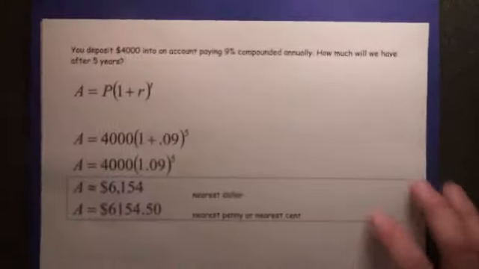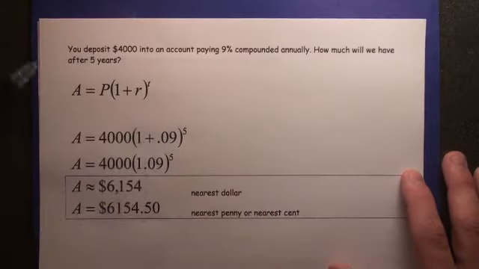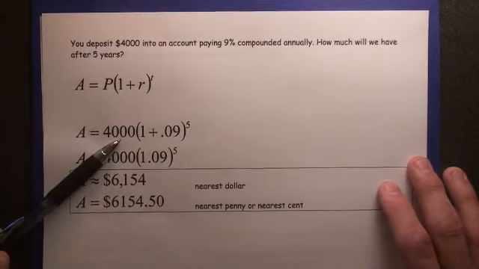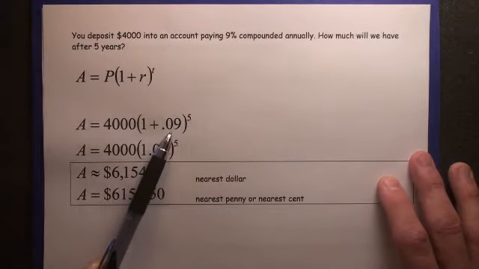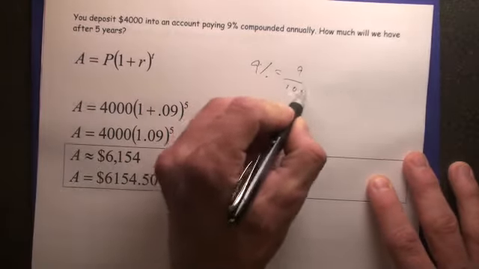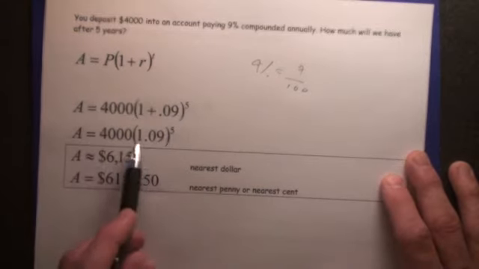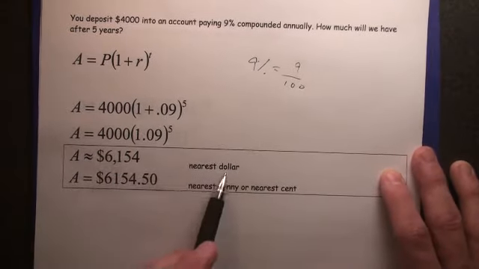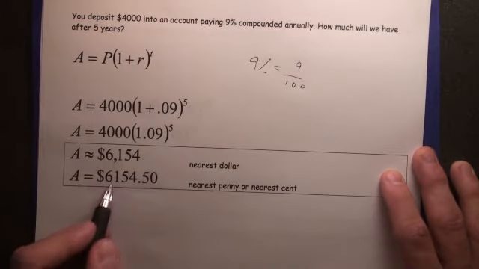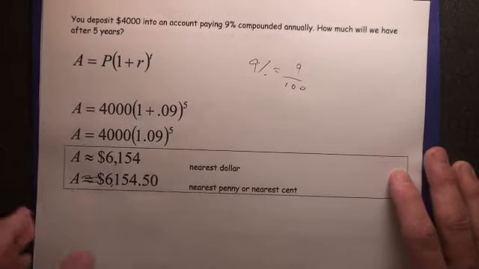All right. Okay, so you deposit $4,000 in an account that's paying 9% compounded annually. How much will we have after 5 years? There's our formula. There's our principal, $4,000 times 1 plus 0.09. You see, 9% equals 9 out of 100. That's why we put the 9 in the 100ths position. So 1.09 to the fifth power. Rounding to the nearest penny, it's $6,154.50. And this should be approximately, because we did round off.